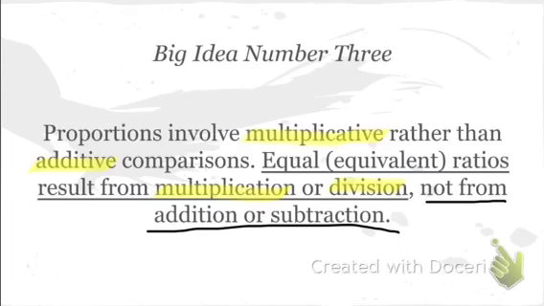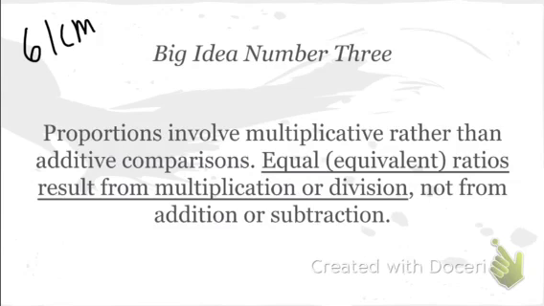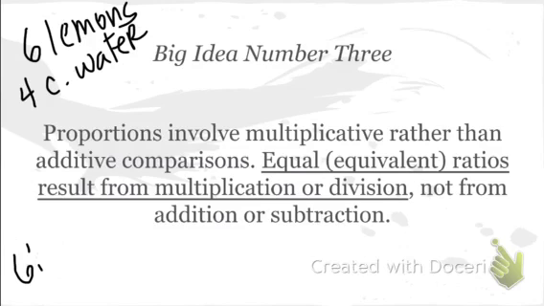Okay, so we can go back and look at this lemonade problem. Let's talk about that lemonade problem. So remember, we had 6 lemons for every 4 cups of water. Remember, 6 lemons, 4 cups of water, and so that put our ratio at 6 to 4, lemons to cups of water.